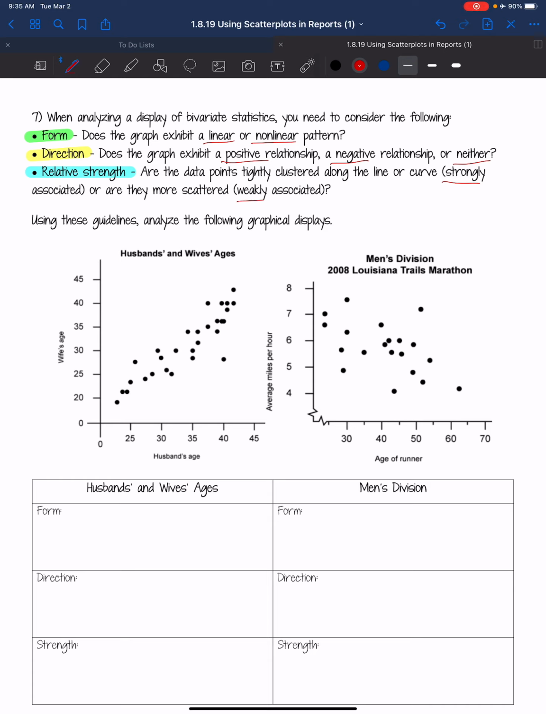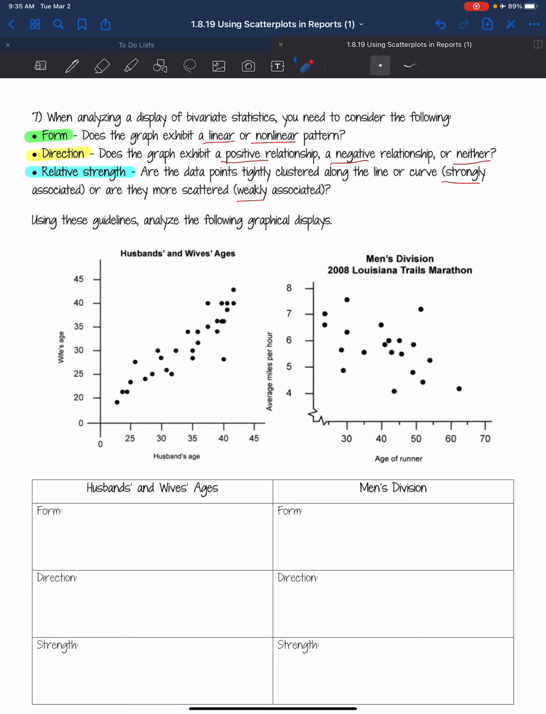Are they weakly associated? So anytime you look at a graph, you need to be able to tell me, is it linear, is it nonlinear, is it positive, negative, or neither? And is it a strong association or a weak association? So using these guidelines, analyze the following graphical displays.